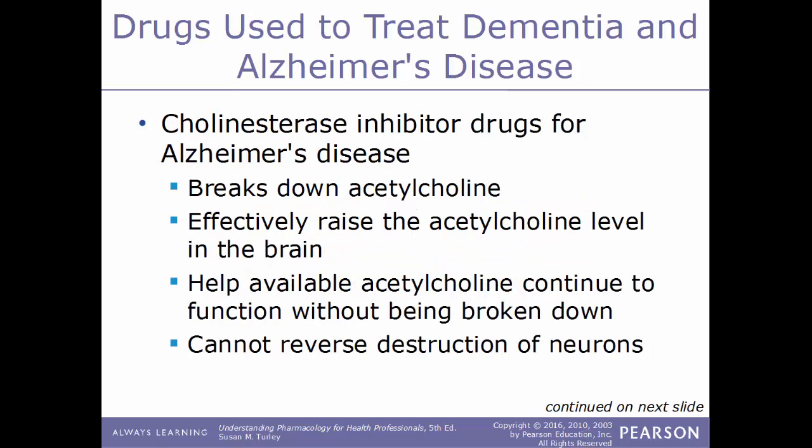There are many different categories of drugs that are used to treat Alzheimer's. One category of those drugs are the cholinesterase inhibitor drugs. And the enzyme cholinesterase is an enzyme that will break down acetylcholine. So cholinesterase inhibitor drugs will effectively raise the levels of acetylcholine. And they also help available acetylcholine continue to function without being broken down. But it's important to remember with this category of drugs, it may help to increase the levels of acetylcholine, but it cannot reverse any neurons that have already been destroyed.